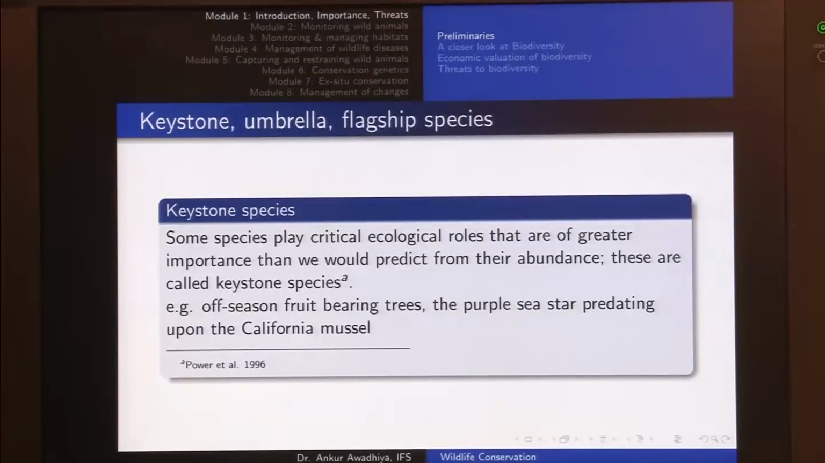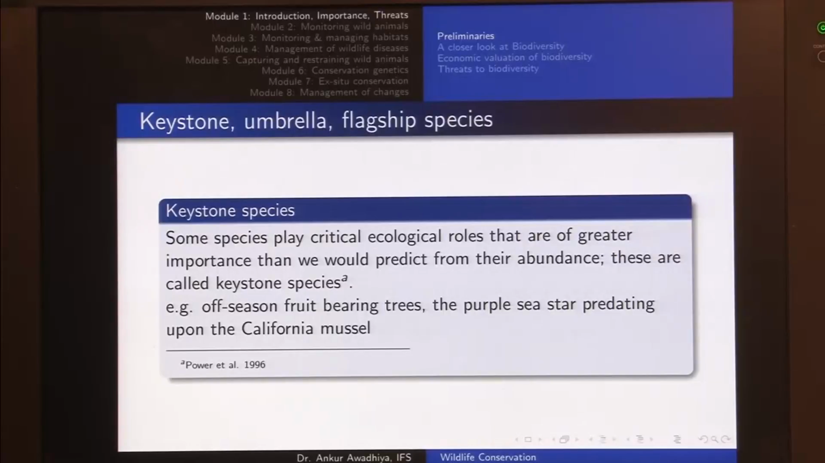So we come down to this question: how do we decide, how do we conserve those species such that their conservation would result in the maximum amount of benefit for the maximum number of species? To answer that, we come to this concept of Keystone, Umbrella and Flagship Species. Now, Keystone Species: some species play critical ecological roles that are of greater importance than we would predict from their abundance, and these are called Keystone Species.